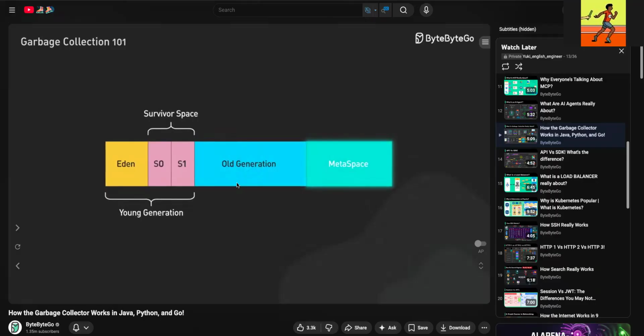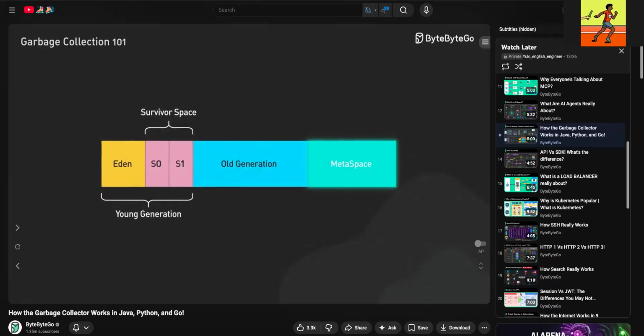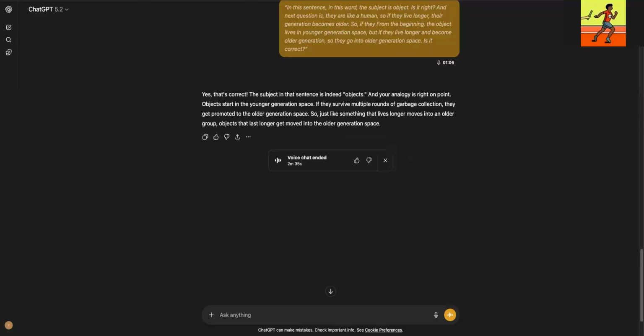The metaspace is Java specific, used for class metadata to help reduce memory footprint in large applications. Could you tell me this sentence? The metaspace is Java specific, used for class metadata to help reduce memory footprint in large applications.